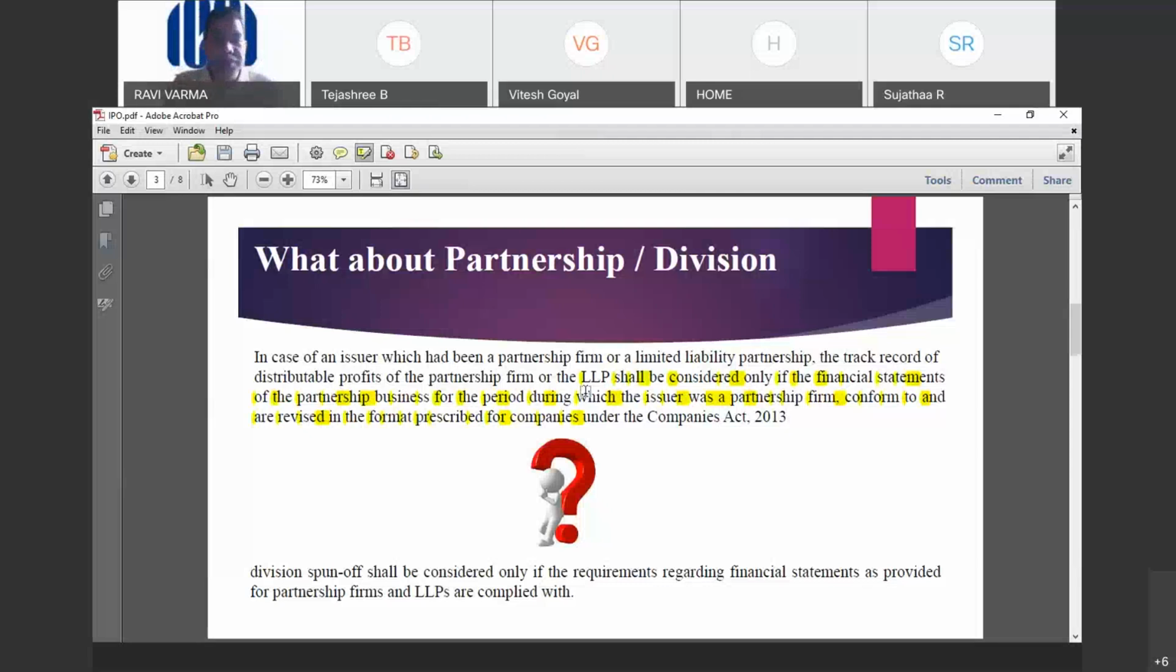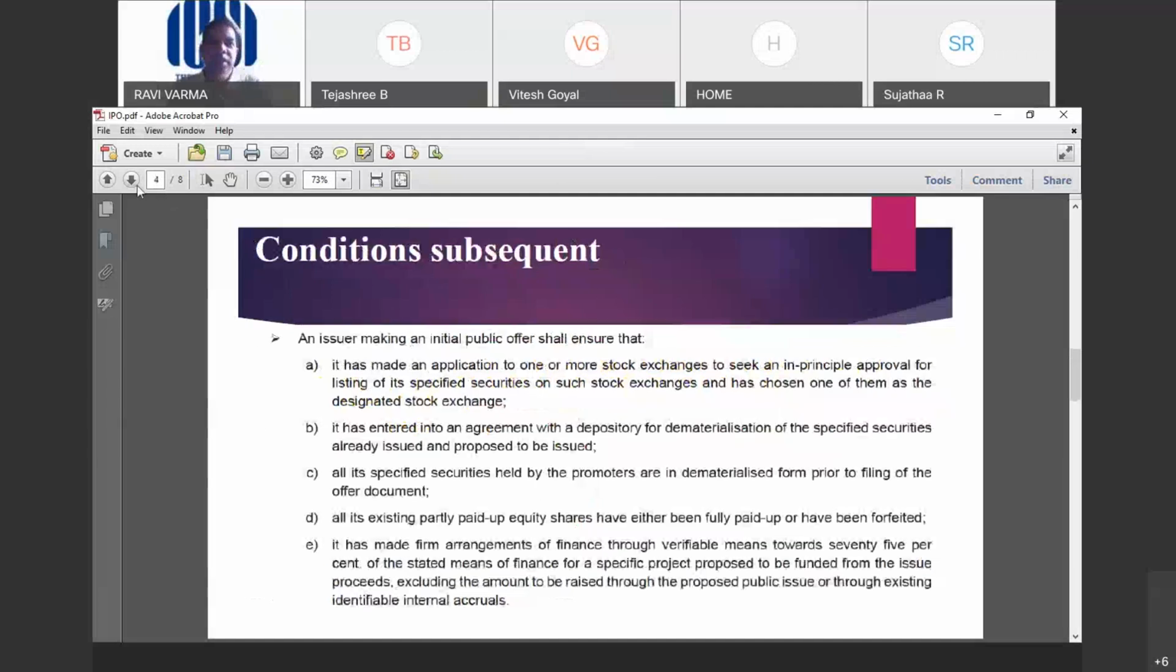Restatement of financial statements means they will prepare, had it been a company, how the balance sheet would have been prepared. If after preparing the balance sheet in that format, they satisfy all these conditions, then only will it be allowed. So many times a confusion arises about how an IPO will be considered in the case of a partnership firm and a division. So this is the answer. Right? Yes, sir. It's clear.